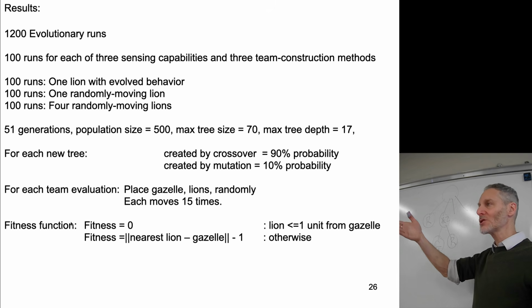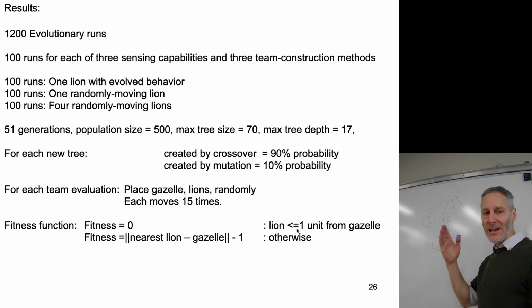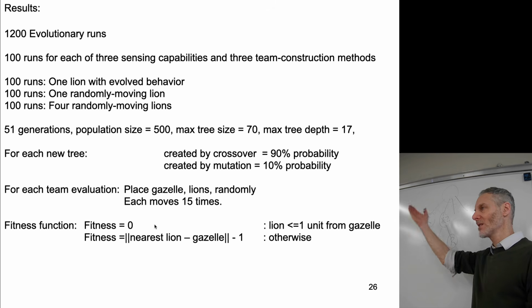And the fitness function, which we've already guessed, is be closest to the gazelle. The fitness function actually says the pride wins. It gets a fitness of 0 if any one lion in the pride is less than or equal to 1 length unit away from the gazelle at the end of the simulation, at the end of the 15 time steps. Otherwise, it's basically get close to the gazelle.